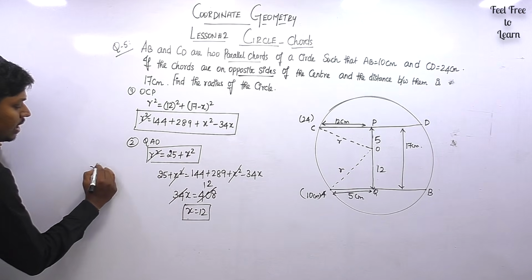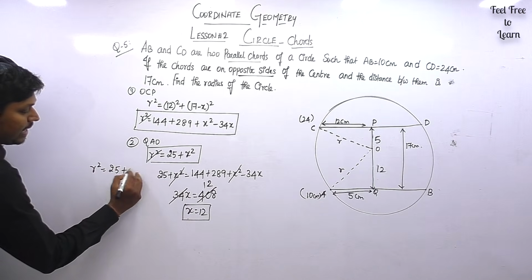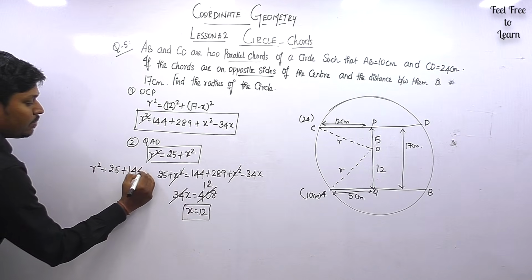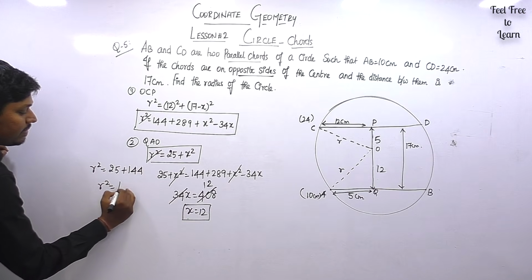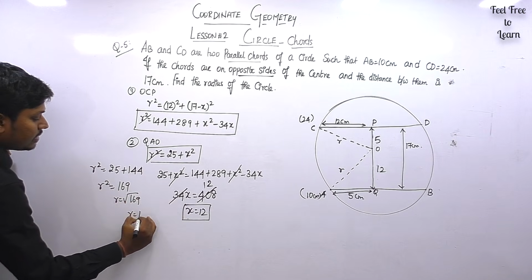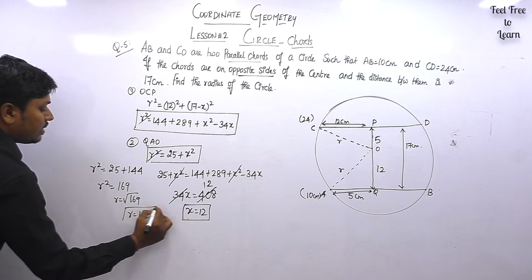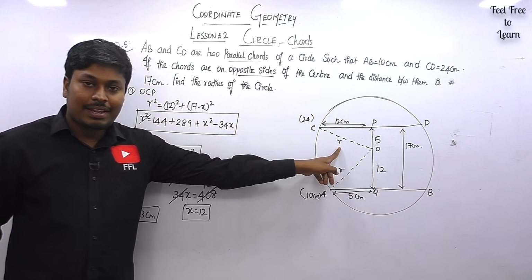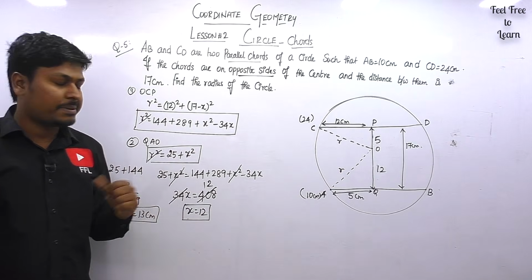So we know R square is equal to 25 plus x square, and just now we found the value of x is 12, that is 12 square will be 144. So R square will be 169. So R is equal to root of 169. So R is equal to 13, which will be the radius of the circle. So finally we found the radius of the circle is 13 centimeter.